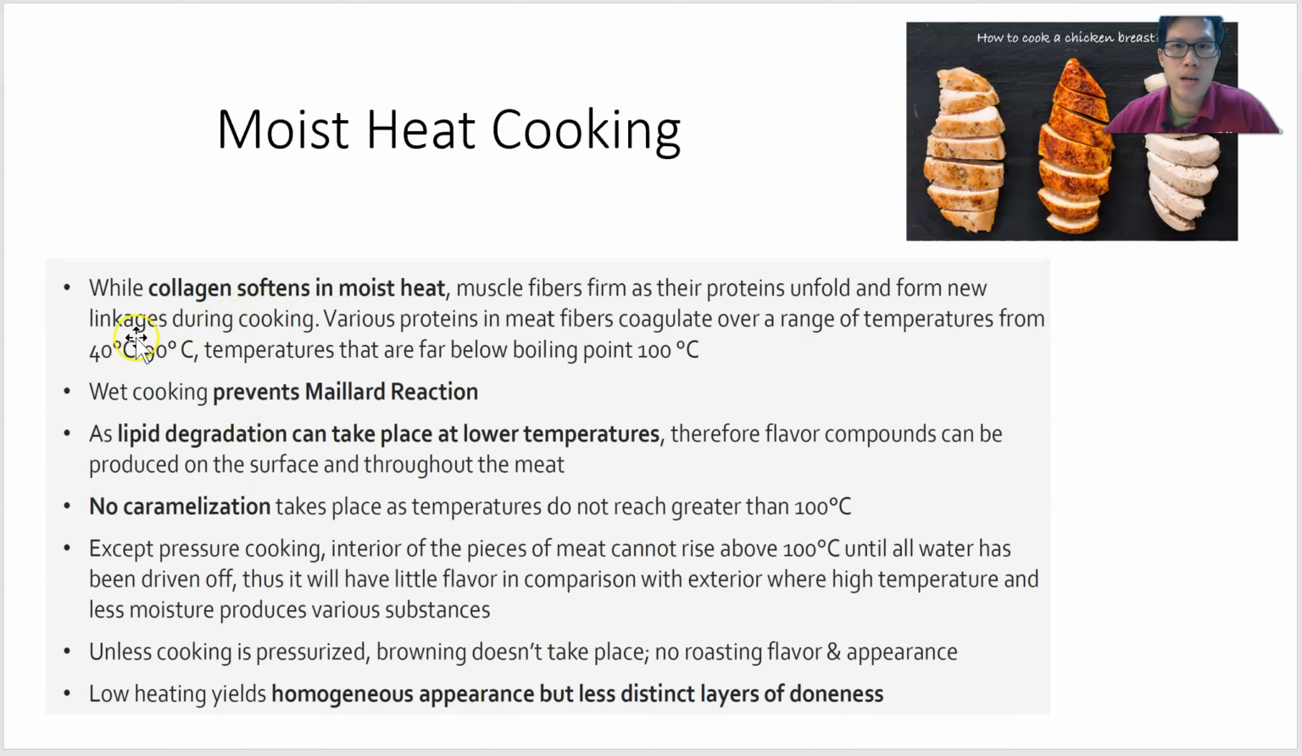With moist heating, you can see that the temperature is not a lot higher. It's not a lot higher because the water will evaporate at more than 100 degrees Celsius, so the temperature wouldn't go higher than that. But it's good to soften the collagens, because it's a slow, even denaturation, and I can cook for a longer time as well.